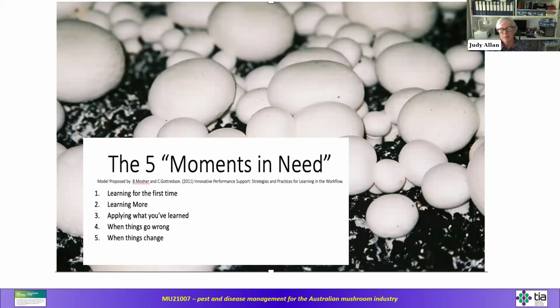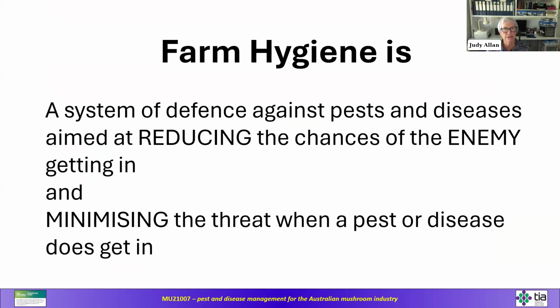When I do this pest and disease work with the industry, I often think about the 5 moments of need, and I'm the interface of a project with the growers usually, and they come when things go wrong, point 4. But I know in this audience we've got people who are learning for the first time, people who are learning more, and hopefully we're going to let you learn a little bit to apply what you've learned. And of course, when things go wrong, it's knowledge that makes such a difference.